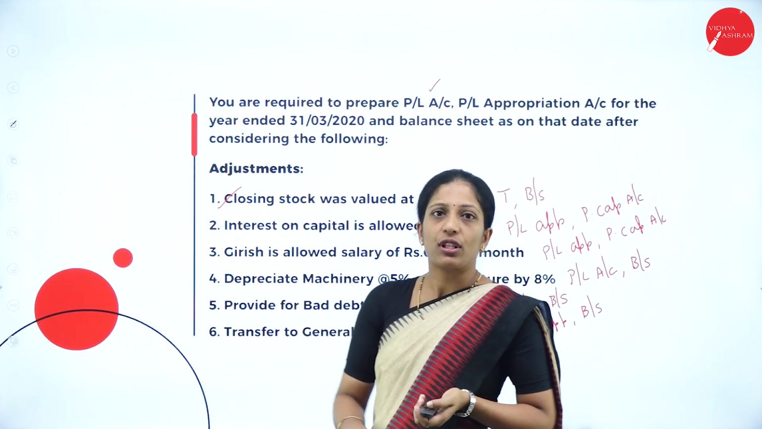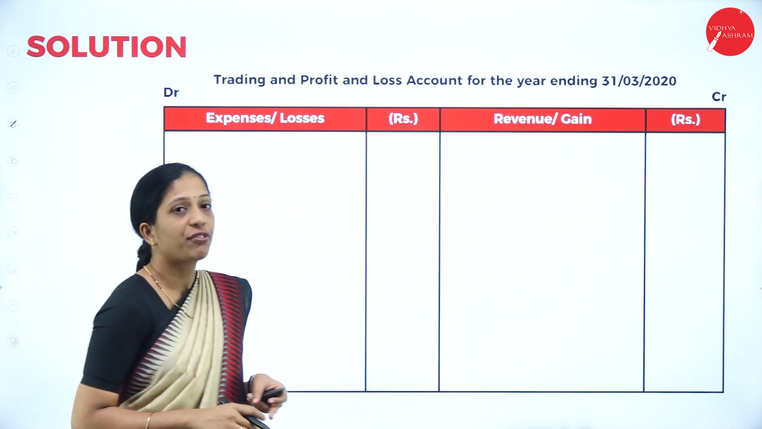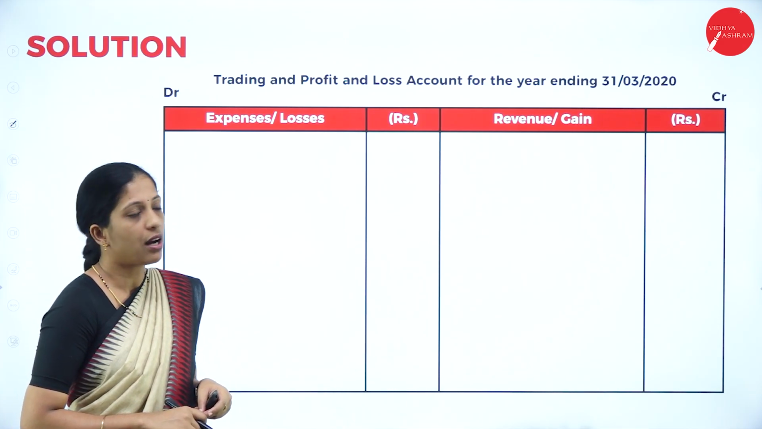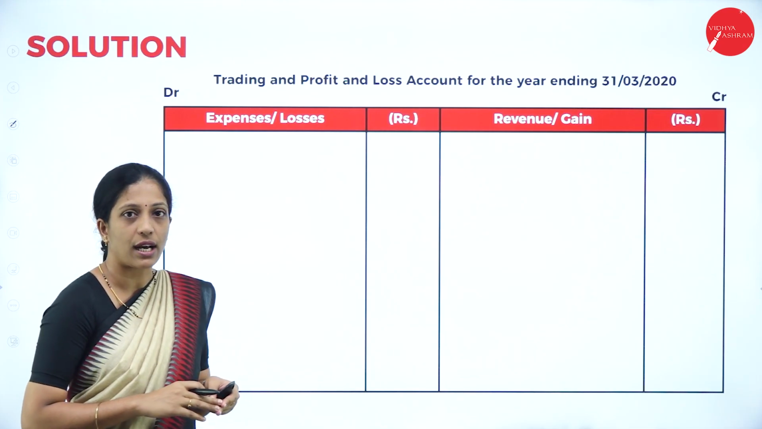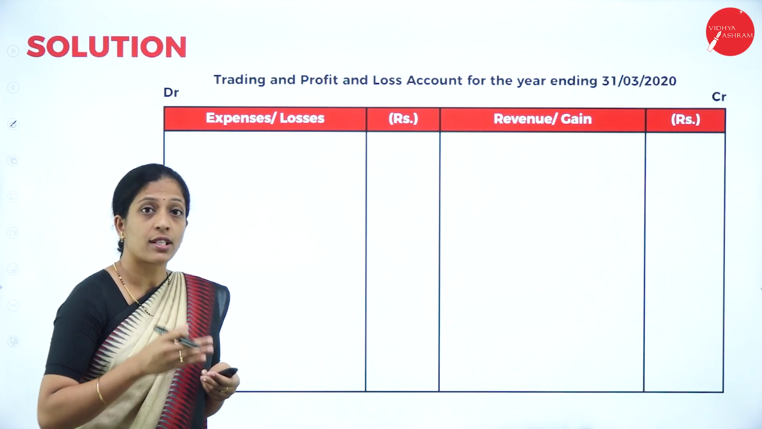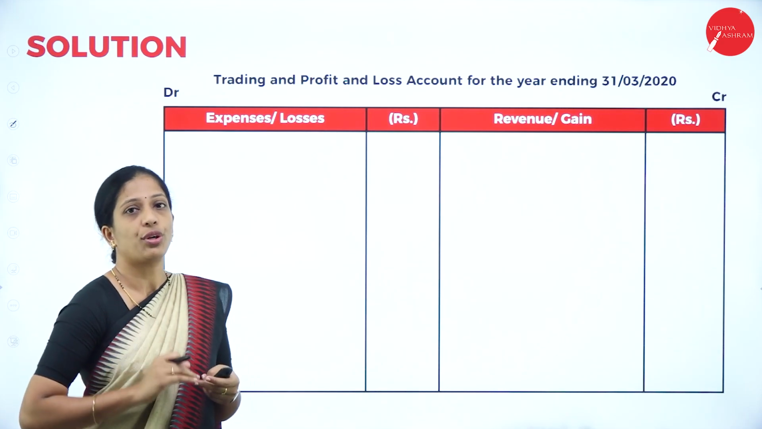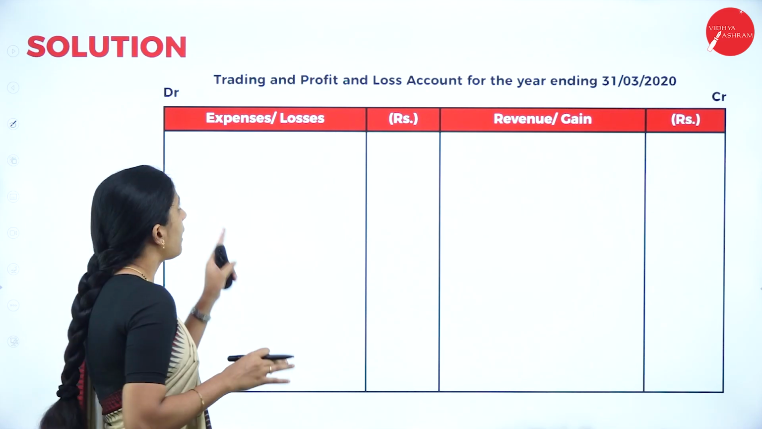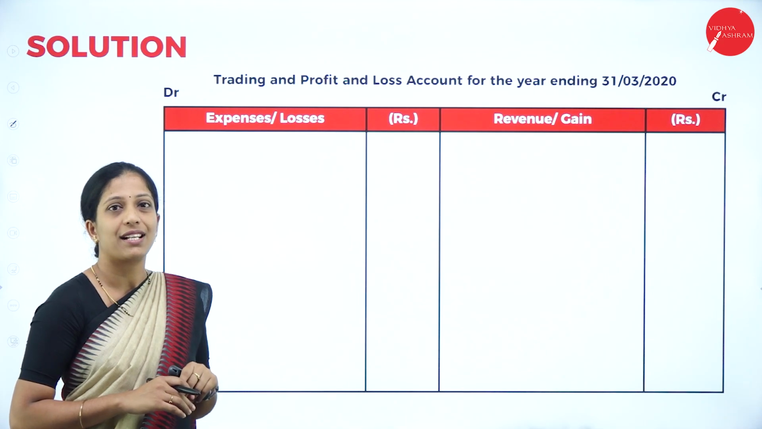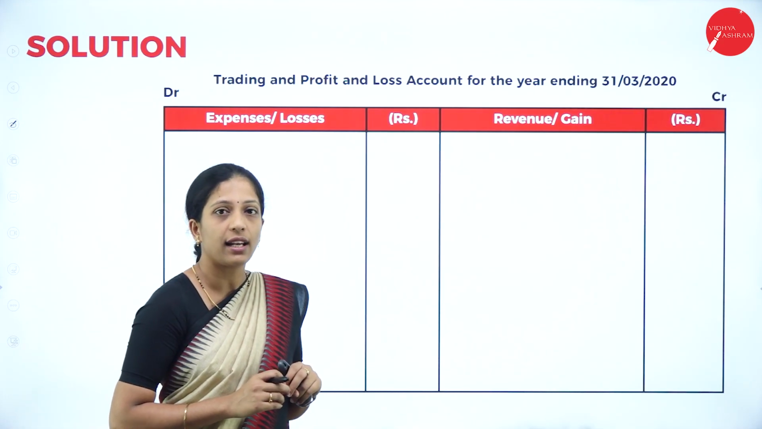So hope you are clear about the question. Now we shall directly go through the solution here. So first you have to prepare your trading account. So what is the heading? Trading and profit and loss account for the year ending 31st/3/2020. So you know trading account and profit and loss account is one account where half will be your trading account and the continuation will be your profit and loss account. And the format is you will have debit side as well as credit side. Under debit side expenses or losses amount, under credit side revenue or gain amount.